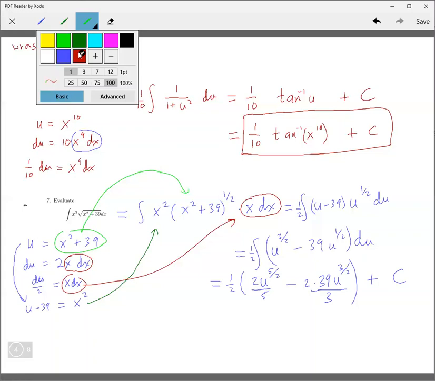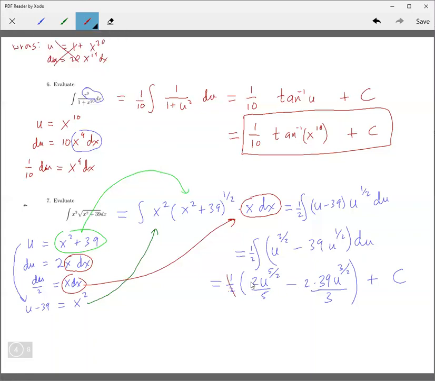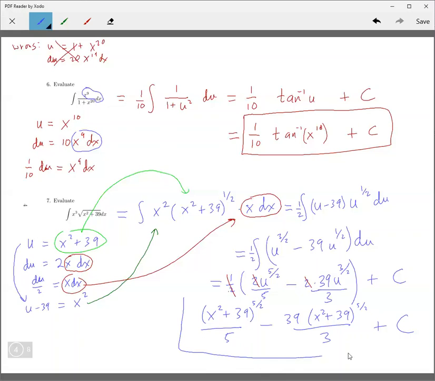And interestingly, there's a 2 here and this 1/2, so those are going to all cancel out. When I distribute this 1/2 in, it's going to knock out all those 2 terms. And so I have u to the 5/2 over 5 minus 39 u to the 3/2 over 3. Then I replace the u with x squared plus 39. So I've got (x squared plus 39) to the 5/2 over 5 minus 39 (x squared plus 39) to the 3/2 over 3 plus a constant. And there you go. So that's the integral right there.